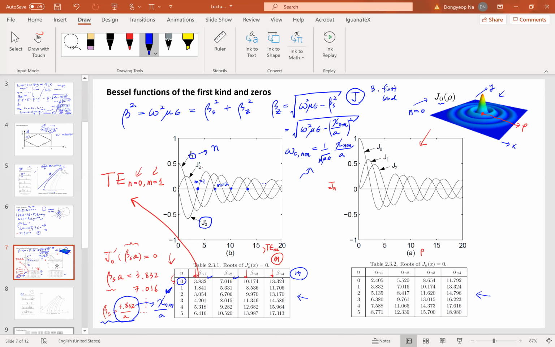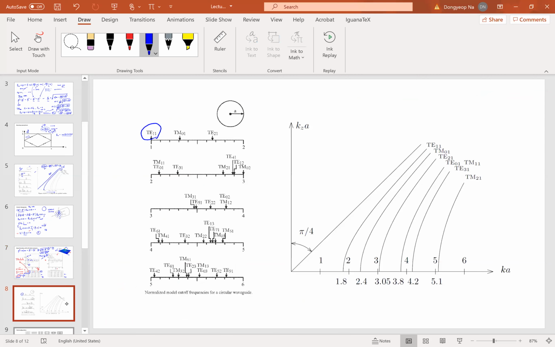So what would be the lowest value of the zero crossing? This is the TE case. We can figure out that this is the lowest value, 1.841, due to the property of this Bessel function. It corresponds to n equal to 1, and this is the first zero crossing, so m is equal to 1. So the lowest mode corresponds to the TE11 mode. And the next higher order mode is the TM01 mode, and so on.